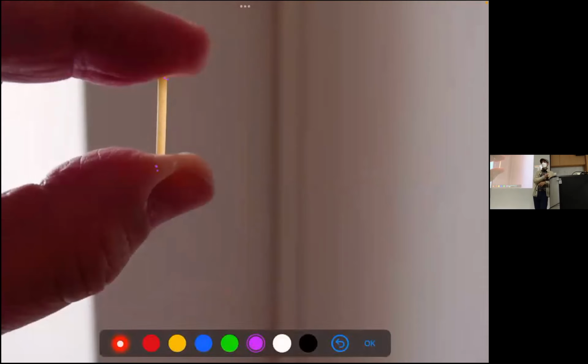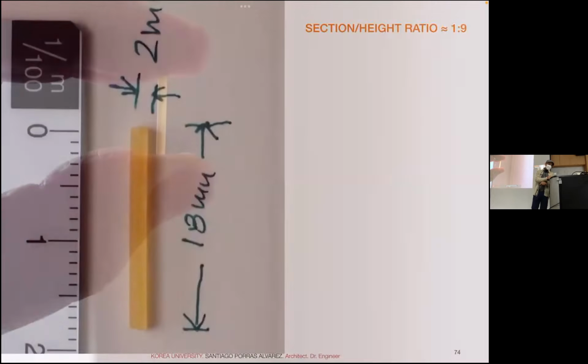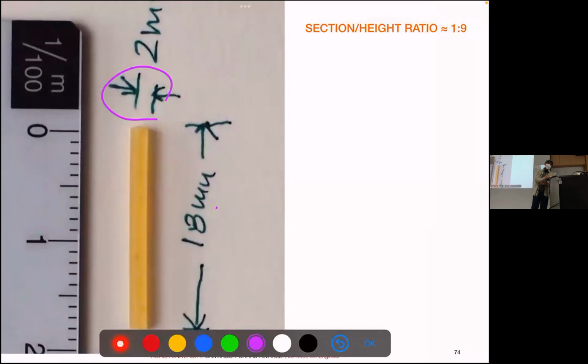But there's a point where there's no way to break it. We did it in class, and people would literally stand on it to break it. That tells you how strong a spaghetti is, right? People had to put the full weight of their body on that thin element. And this is interesting because if we make the dimensions, we have a ratio of 1 to 9, which curiously is the classical proportion of classical columns, 1 to 8, 1 to 10, right? And we are almost on time.